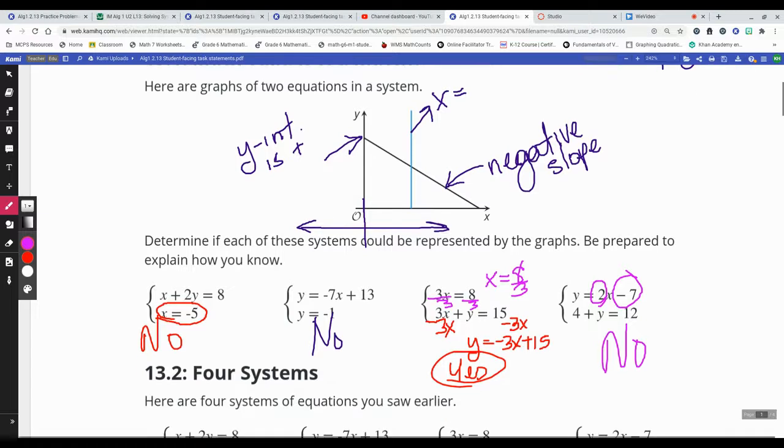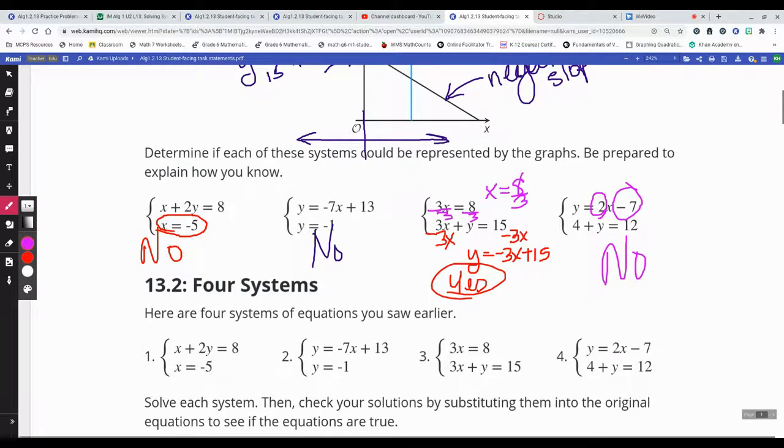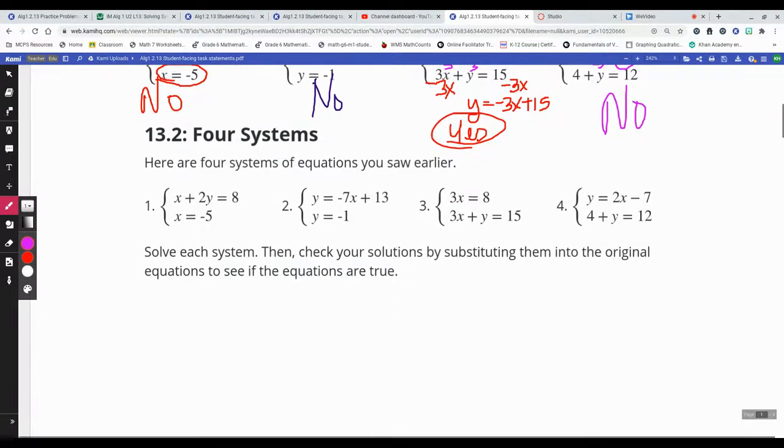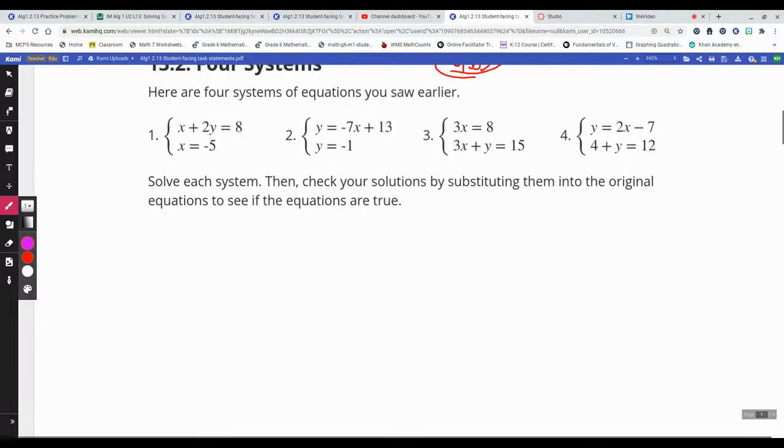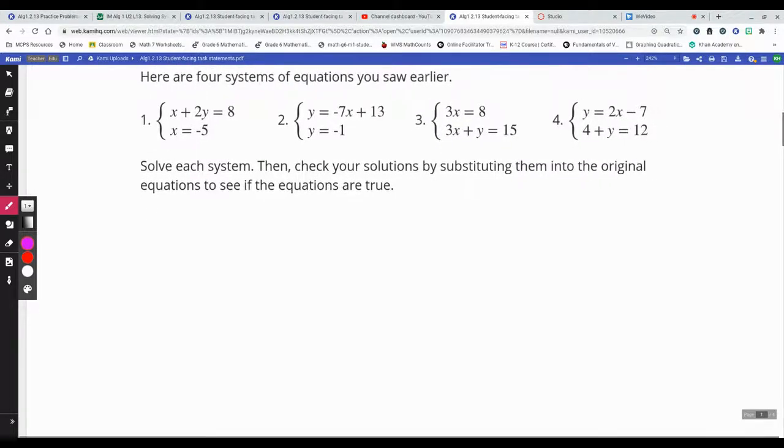All right, so let's talk now about how we could solve these systems using substitution. Prior to this, we would have done this by graphing, right? And that's one way.